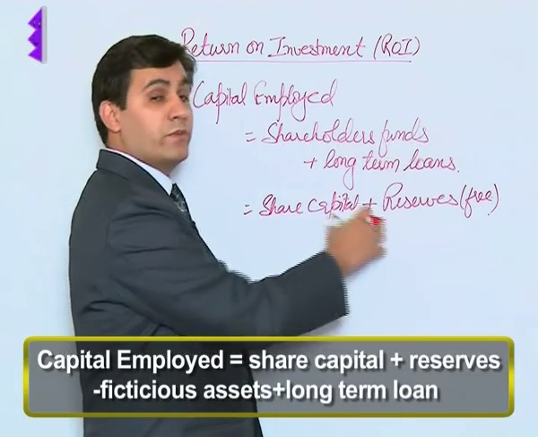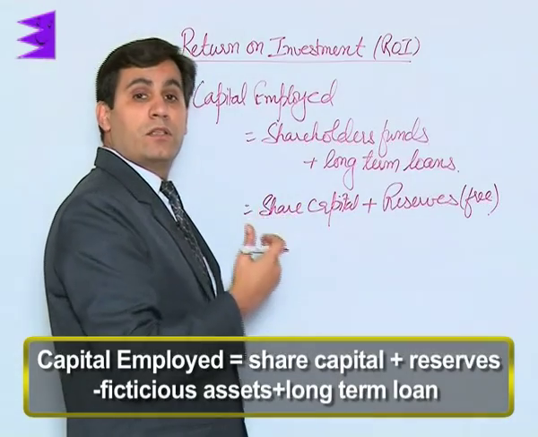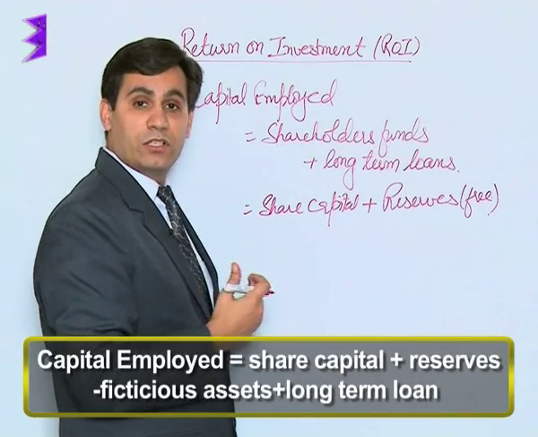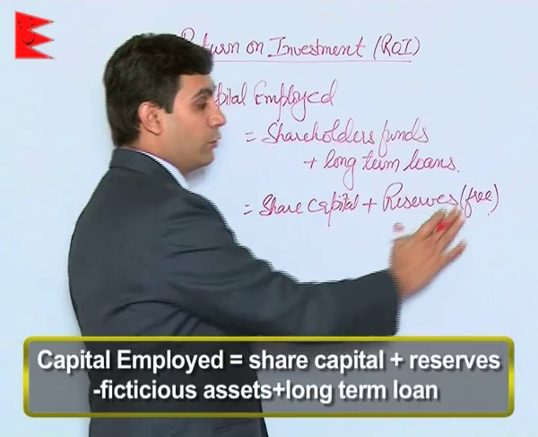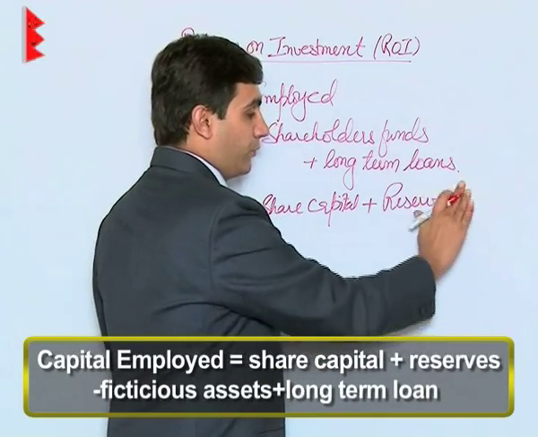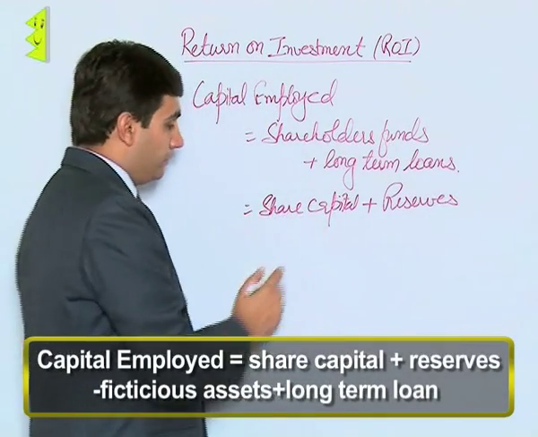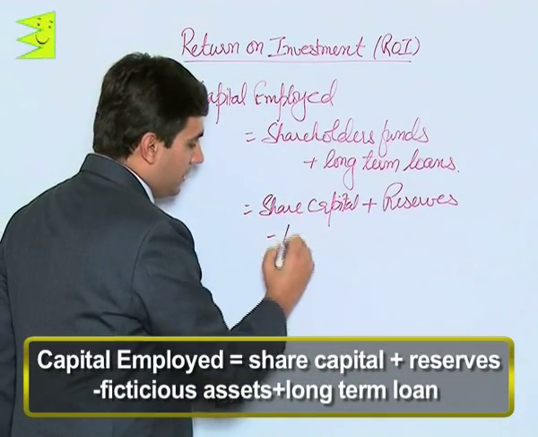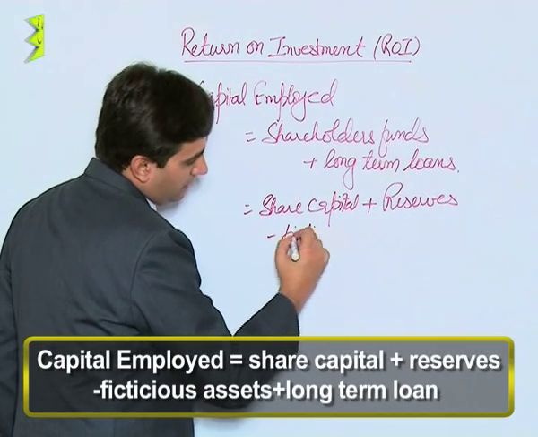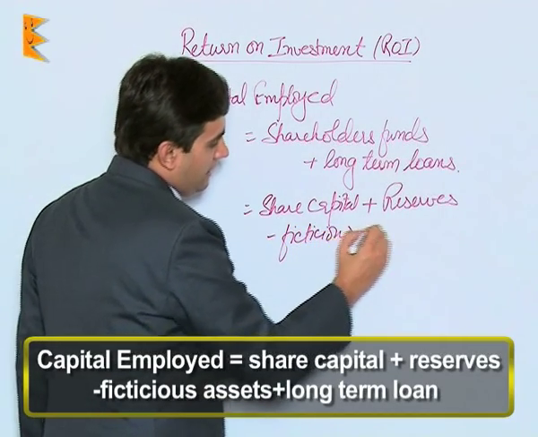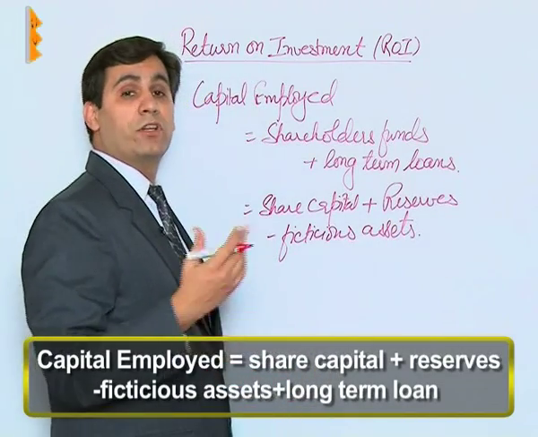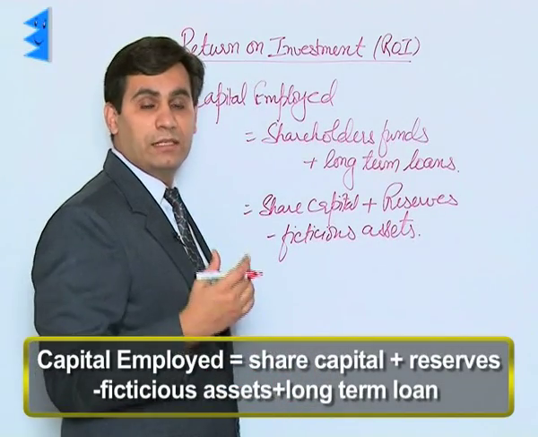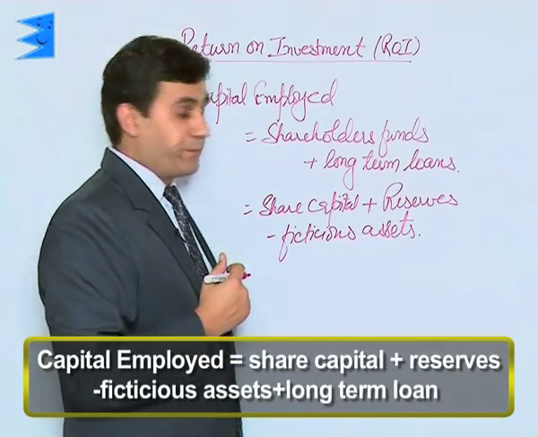So reserves, free reserves means reserves like general reserve, profit and loss account and so on, which are included in this, but it also includes securities premium. So we'll just take it as reserves here. Share capital plus reserves minus fictitious assets. Fictitious assets means those expenses which have not yet been written off. We all know we have done them in the balance sheet.